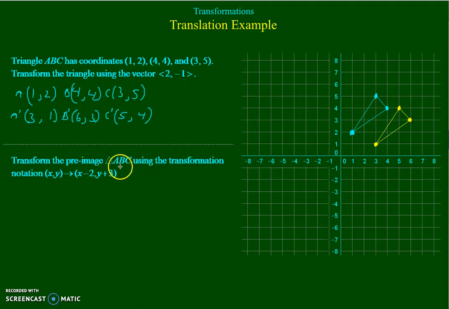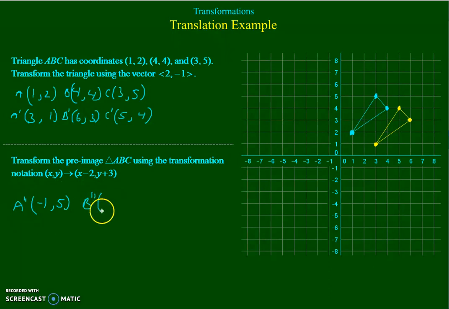In this example, we're taking the same pre-image, the same triangle ABC, and we're applying this transformation notation to it. So we're going left 2 and up 3. And we're using this white one to our new one. So let's go ahead and put our new points. We'll call our new one a double prime. And we're taking this and subtracting 2 from it. So 1 minus 2 is negative 1. And 2 plus 3, 5.